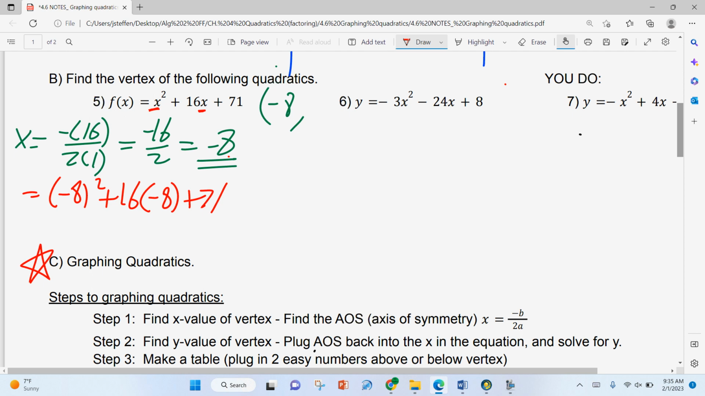But for me, I always use parentheses, and the reason is because you can put in your calculator exactly like that. Parenthesis, -8, parenthesis squared, plus 16, parenthesis, -8, parenthesis, plus 71. There are other ways to do this. I think that's the easiest. That gives you the vertex for this one is -8, 7.